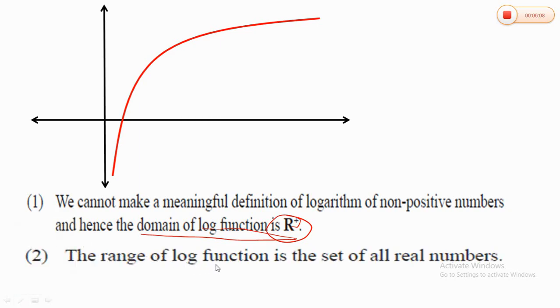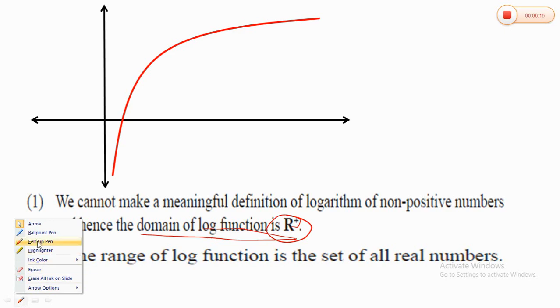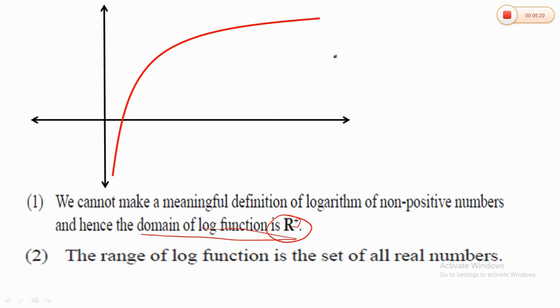Next, the range of the function is the set of all real numbers. Observe here: for any input value of x, the answer y is a real number. It may be R plus or it may be R minus. So any real number is the range of the log function.